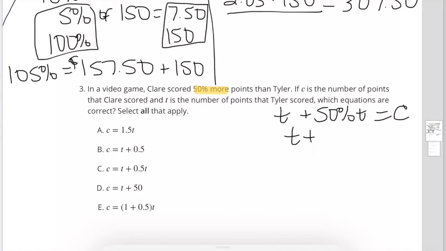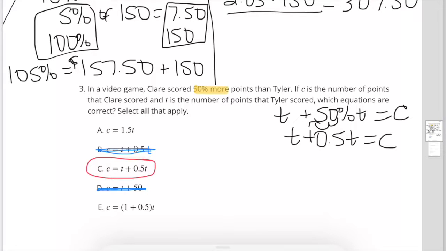So that leaves me with T plus 0.5T equals C. Well, there's one of my equations, T plus 0.5T. So I know C is correct. Okay, what else would be correct? What about B? No, because it's missing the T here. So B is not correct. Same thing on D, adding 50 points. It didn't say 50 more points. It said 50% more points. So I know D is also not an option.